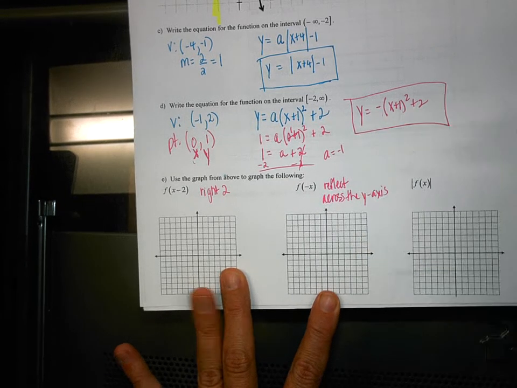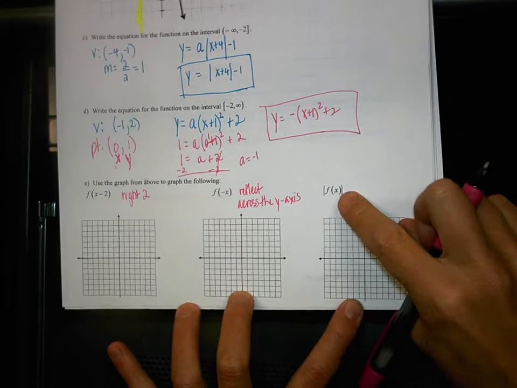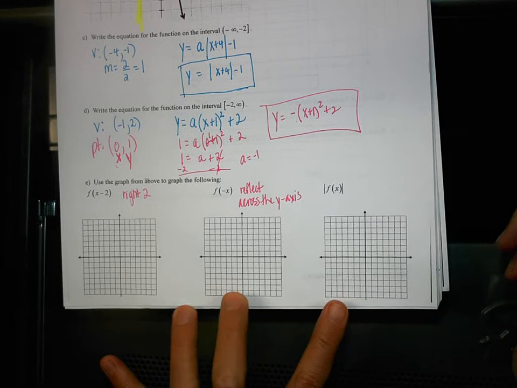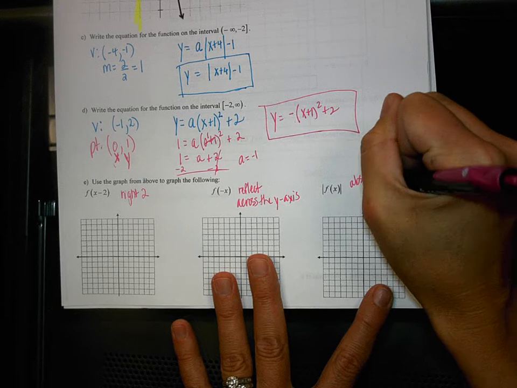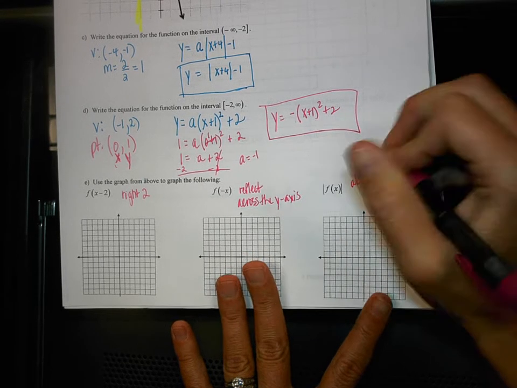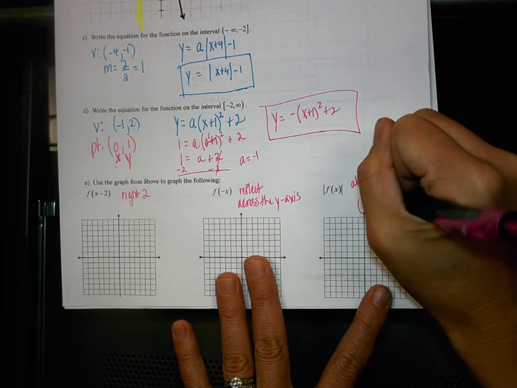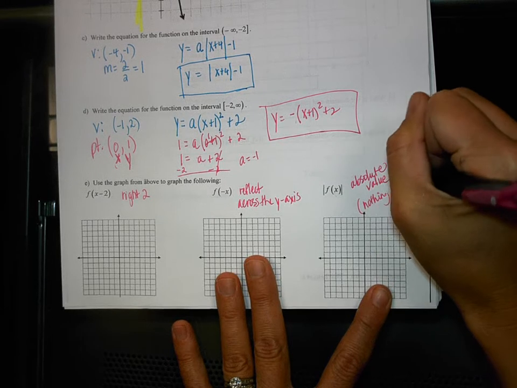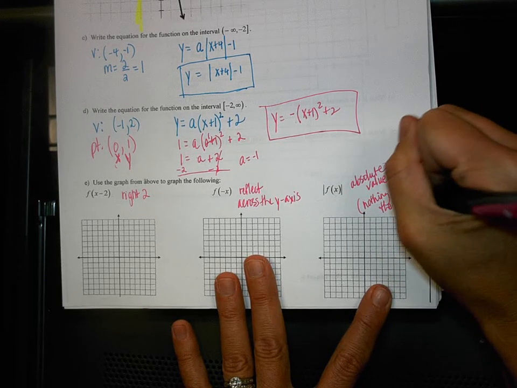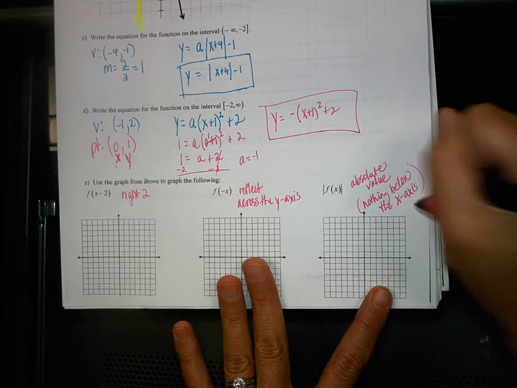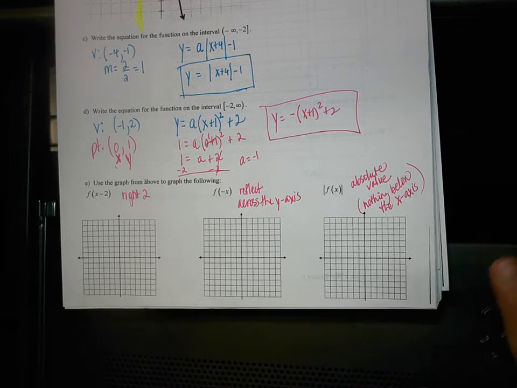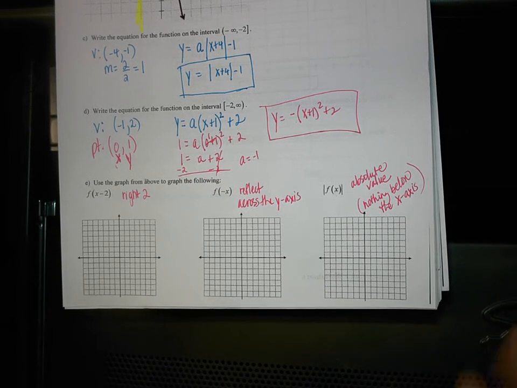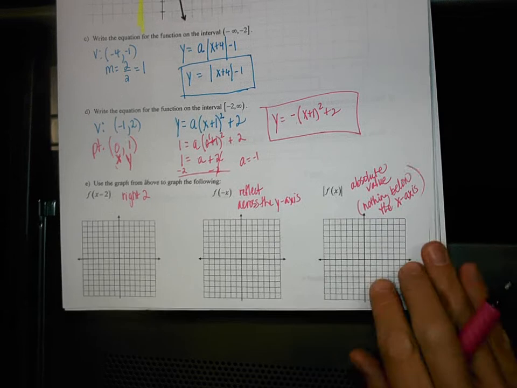And then this one, what does that mean? This is absolute value, which means nothing below the x-axis. So anything that is below the x-axis, you would take the absolute value and it would flip up and go above. So out of these three, which one looks the most difficult that we should probably do? The absolute value. Okay, I completely agree.